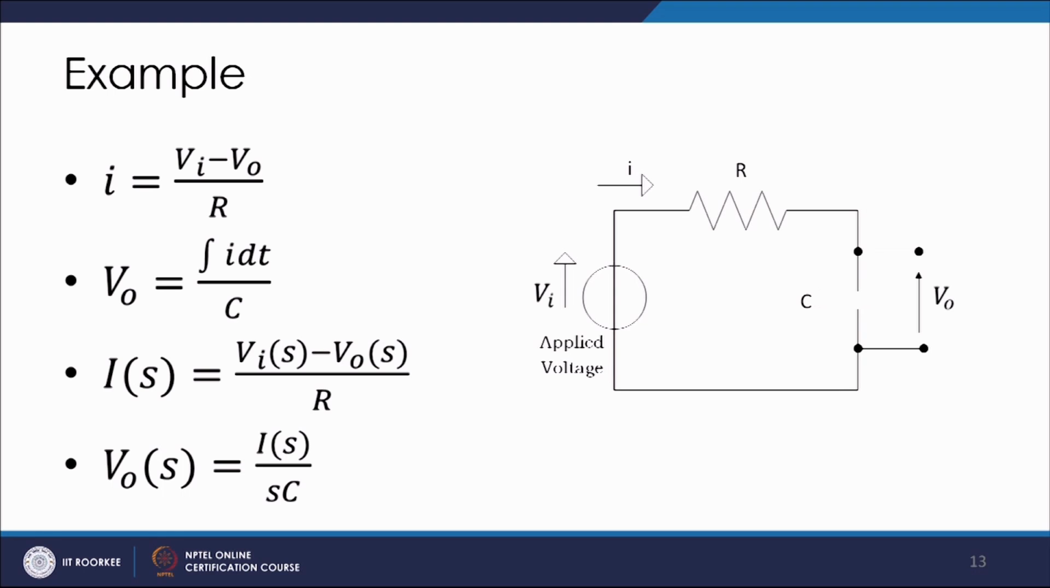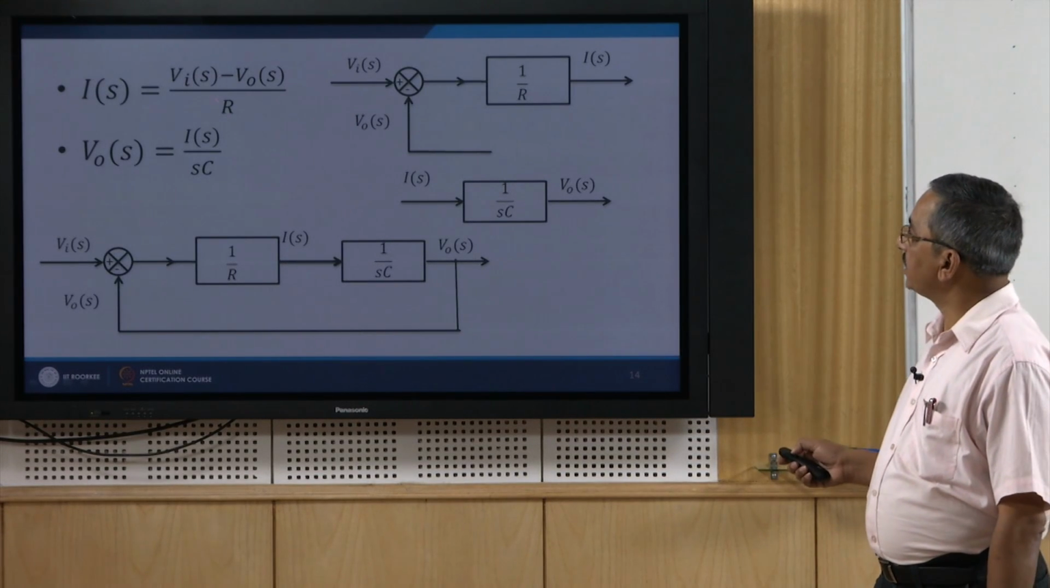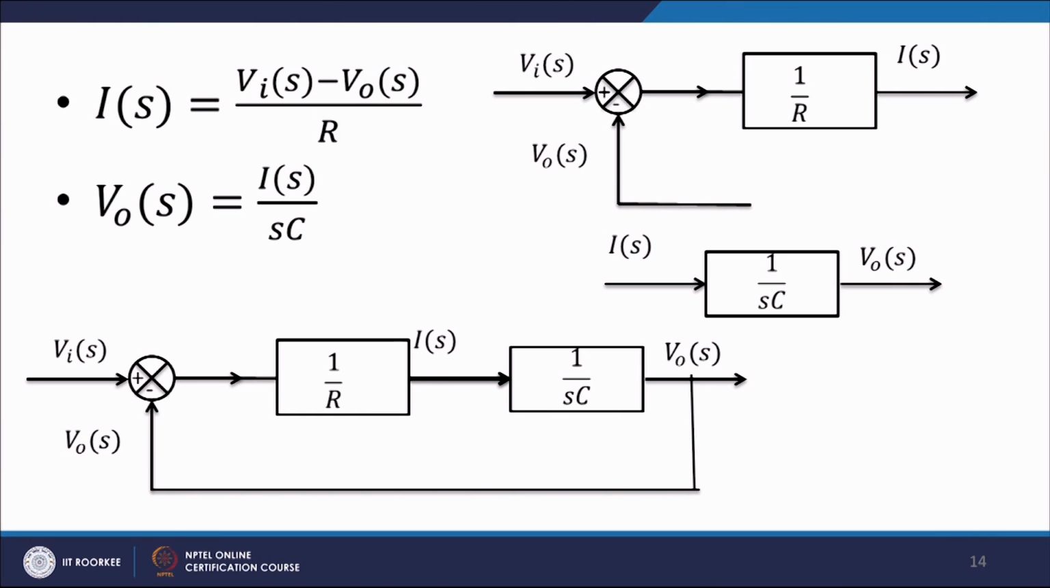Now, in the next step we take the Laplace transform of both these equations. So the first equation, if I take the Laplace transform, is Is is equal to Vis minus Vos divided by R, and for the second equation, if I take the Laplace transform, it is Vos is equal to Is by s into C. Now, let us come to the third step, that we represent each equation in the form of block diagram.